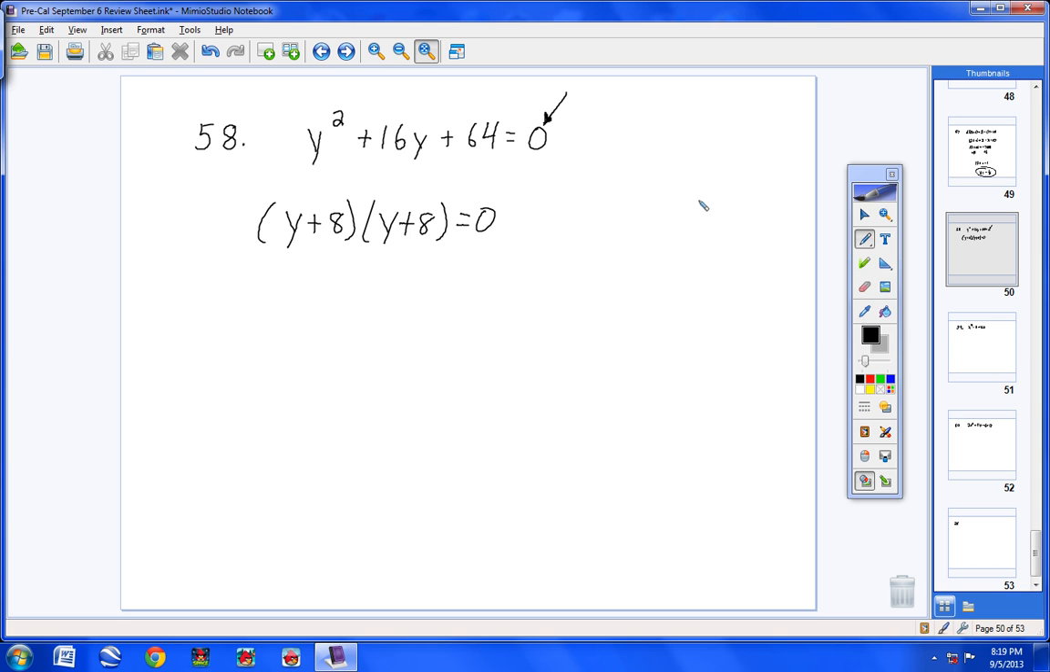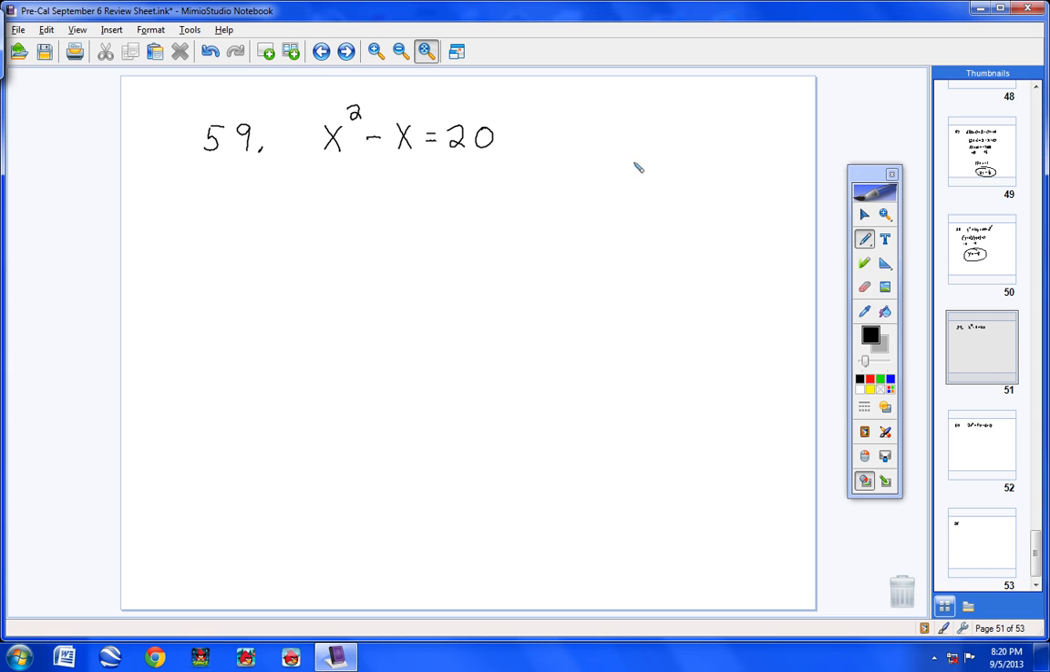Now, what we do next, because we're solving, is we say to ourselves, okay, what would make this parentheses become a 0? Well, obviously, y would have to be a negative 8. And what would make this parentheses become a 0? What would you have to put in for y? Well, negative 8. So your answer would be y equals negative 8. No need to write the same answer twice. Okay? That's called solving a quadratic by factoring.